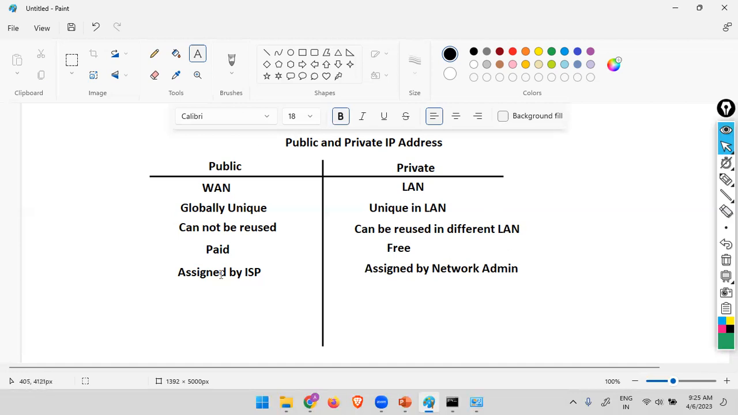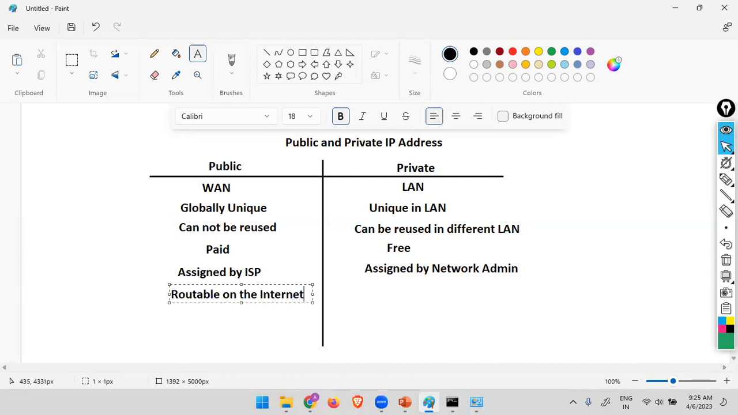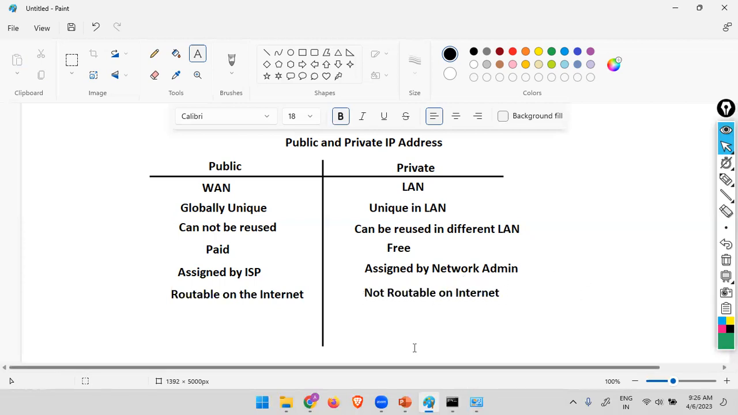So you can say these public IPs are routable on the internet, meaning you can use the internet with a public IP. And private IPs are not routable on the internet, meaning you cannot use the internet using a private IP. These things are clear. Okay.